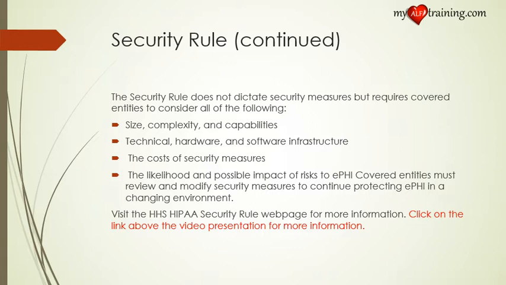Security Rule continued. The Security Rule does not dictate security measures, but requires covered entities to consider all of the following: size, complexity, and capabilities; technical, hardware, and software infrastructure; the cost of security measures; and the likelihood and possible impact of risk to ePHI. Covered entities must review and modify security measures to continue protecting ePHI in a changing environment. Please click on the link above the video presentation for more information.